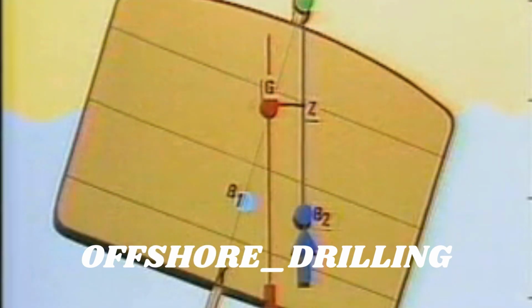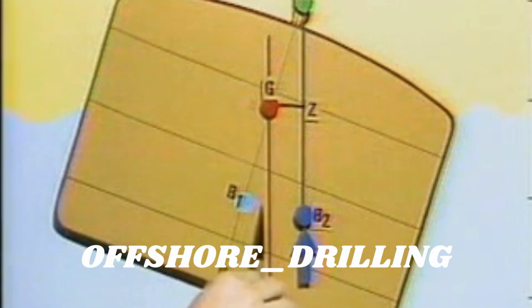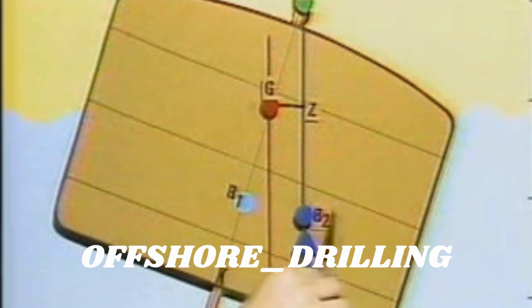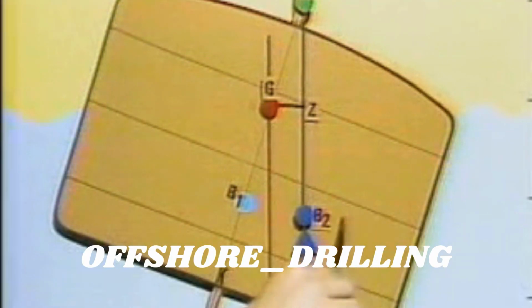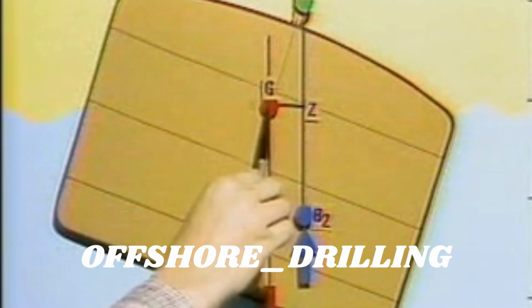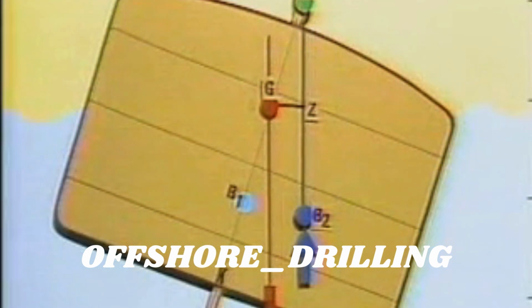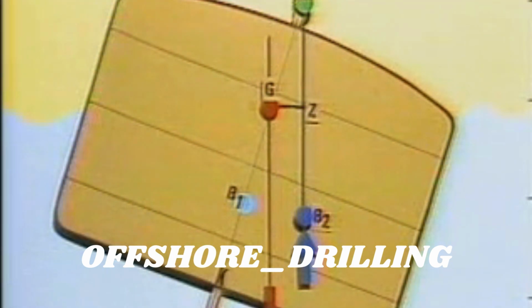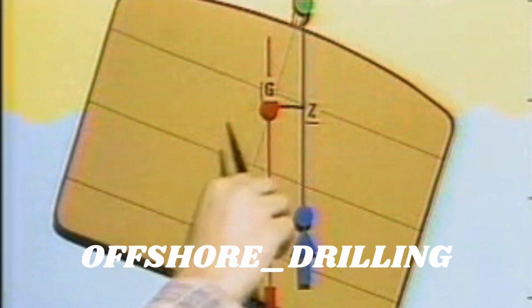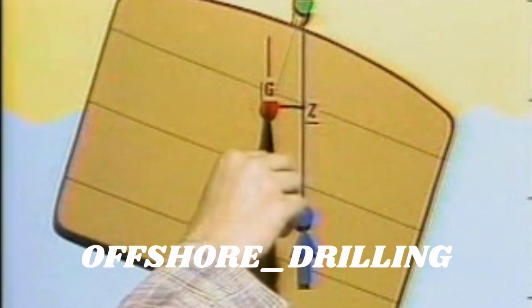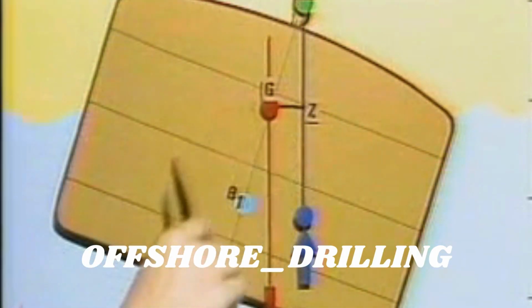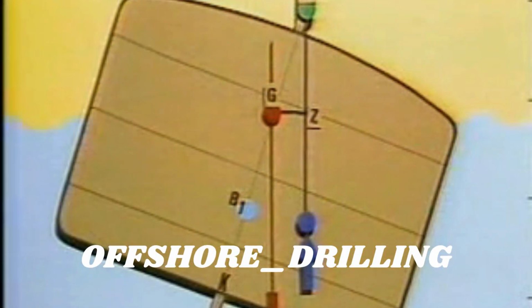Remember, when a vessel is heeled, B, or the center of buoyancy, will move, and it will move towards the low side of the vessel. G, the center of gravity, will remain fixed. We define metacentric height, or GM, as the distance from G to M. And we said that metacentric height was a measure of a vessel's initial stability.